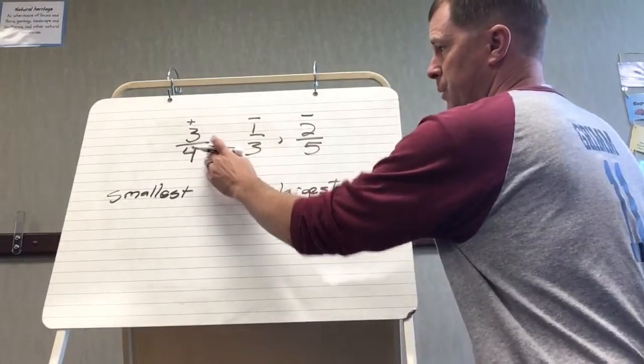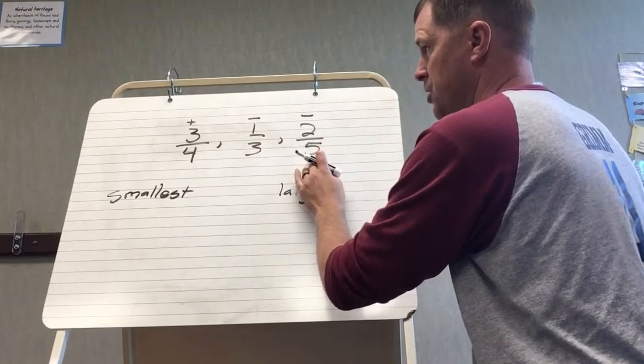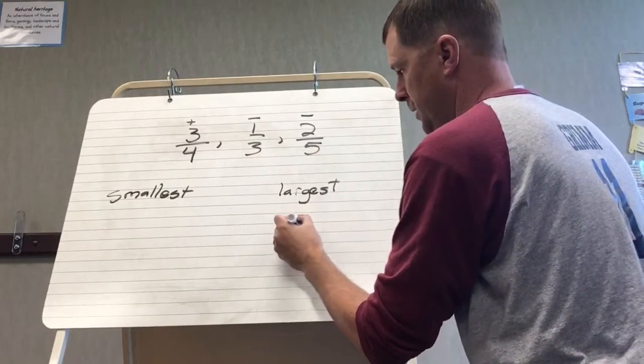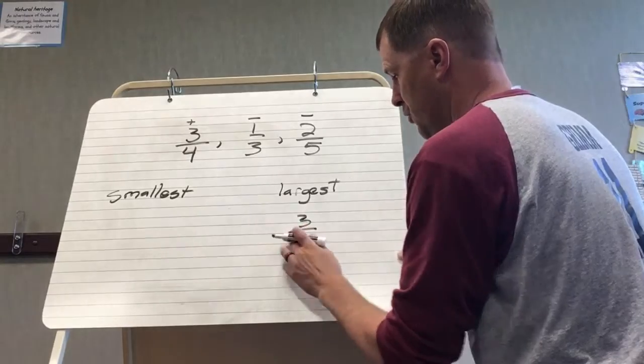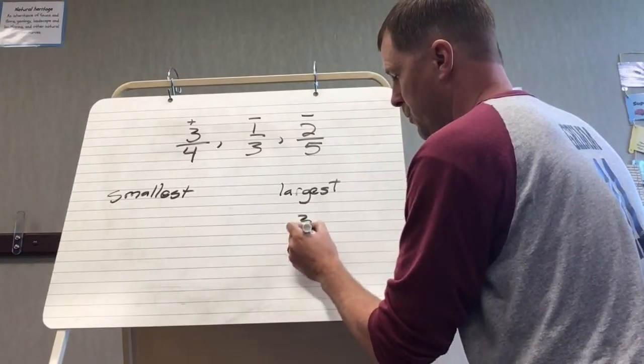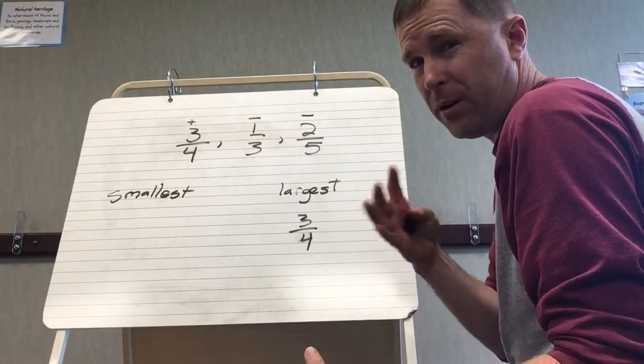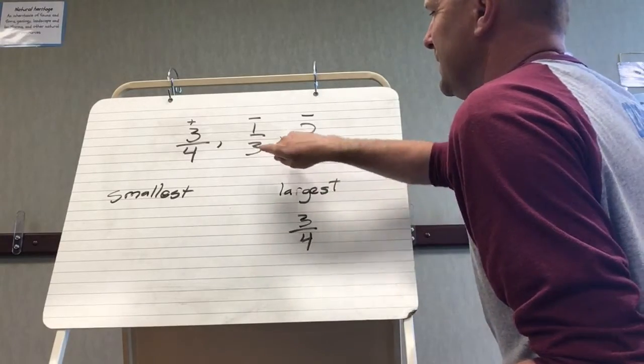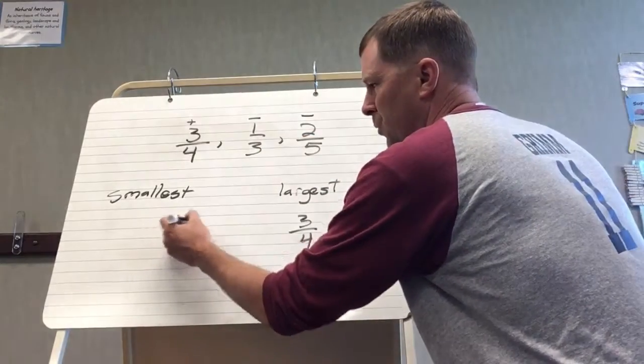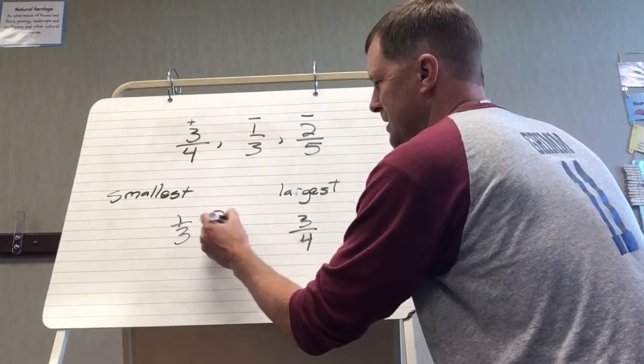Well, we got something greater than half, and we got two less than half. So we know that 3/4 is our greatest number. We know that already. But now we have to come over here and go, I don't know. We got a 1/3 and we got a 2/5.